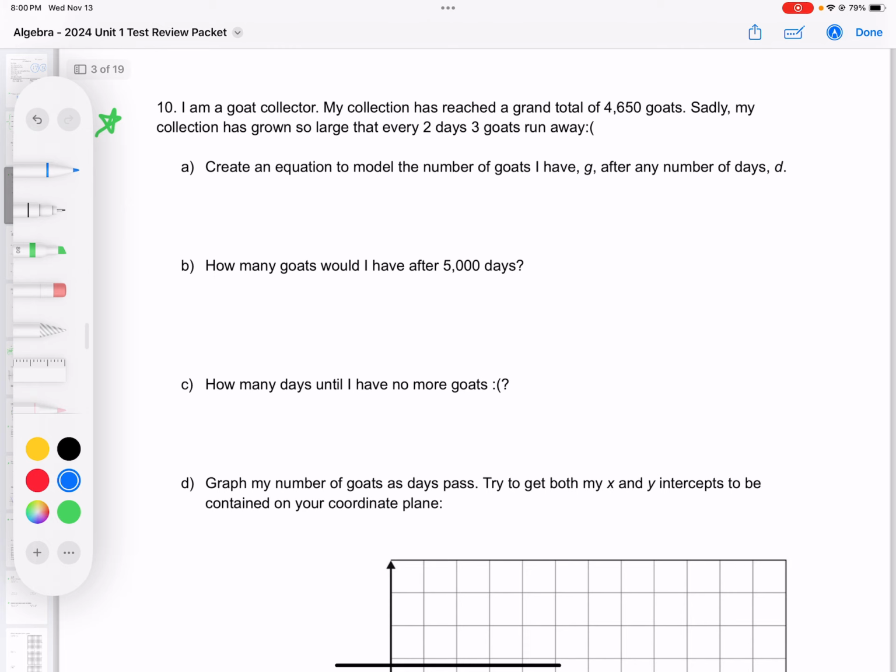I am a goat collector. I wish this was a fact. That'd be a really cool hobby.